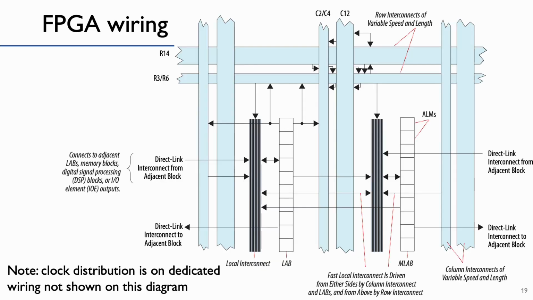And then if we zoom out, we've got the FPGA wiring itself. So we've got rows of LABs. We've got local interconnect between those, and then we've got longer distance interconnect that goes further on the chip. And note in this particular figure, the actual clock distribution is not noted, and that is on its own dedicated wiring.